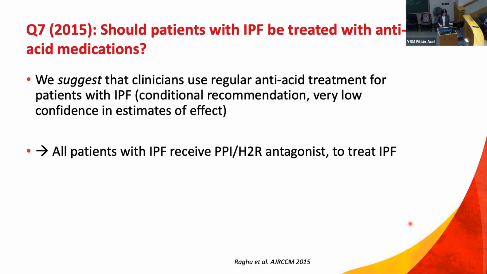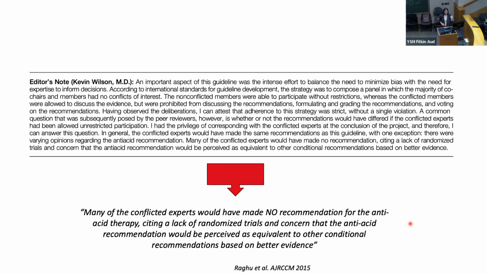What's interesting is Kevin Wilson is the lead methodologist. He's amazing and brilliant and is the lead methodologist for the document development at ATS. He went back to all of the committee members after this and said, if you were allowed to vote, how would you have voted? Nothing would have changed, except this is in a footnote in the guideline: the conflicted experts would have made no recommendation. So had they been allowed to vote on that particular PICO question, there would have been no recommendation for or against, and potentially thousands of people would have been spared from being put on a PPI needlessly based on a lack of evidence.